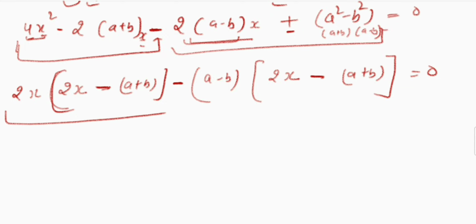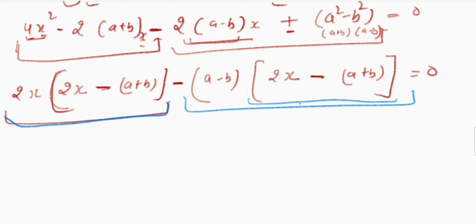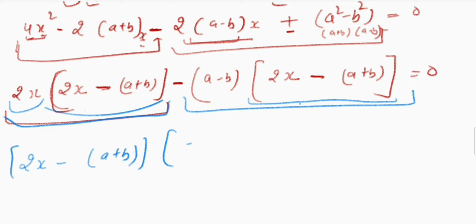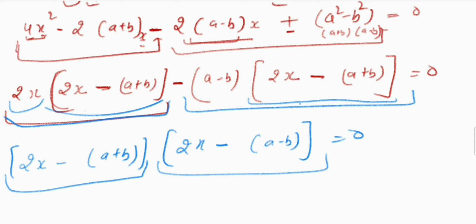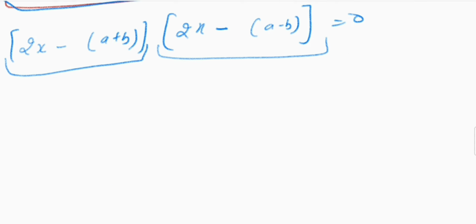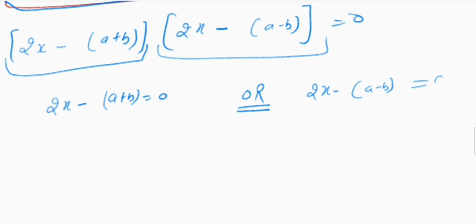Now if we compare these two terms, this thing 2x − (a + b), and here also we have this term, we can take this term out, and inside we will be left with (2x − a − b) and (2x − a + b) bracket closed, equal to 0. So either this will be equal to 0 or this will be equal to 0. So I can write this as 2x − a + b = 0, or 2x − a − b = 0.